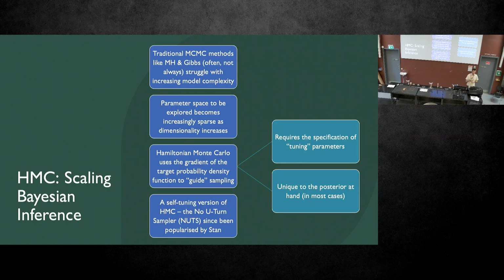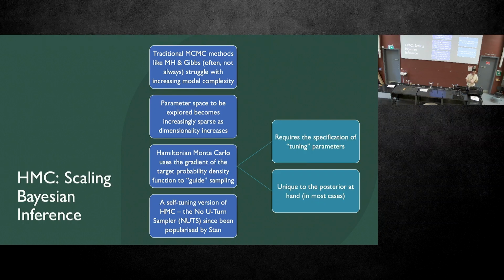Now, while this was quite effective in a lot of cases, it does require the specification of tuning parameters to guide how much the sampler moves and how quickly. And a lot of the time, these tuning parameters are quite unique to the posterior at hand. It's not a very generalized, flexible approach. So while it's quite powerful, it's not something that you can just quickly pick up, apply to your problem, and be confident that it's going to work quickly.